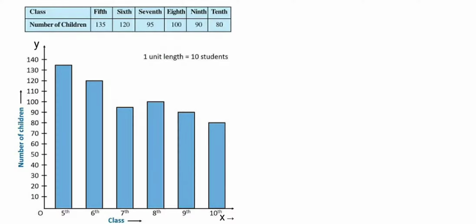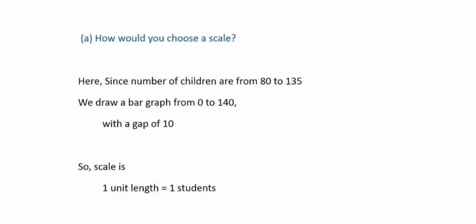So in x-axis class we have taken and in y-axis number of children, and here 1 unit length is 10 student. First bit is how would you choose a scale? Since number of children are from 80 to 135, we draw a bar graph from 0 to 140, so with a gap of 10, so 1 unit length equal to 10 students.